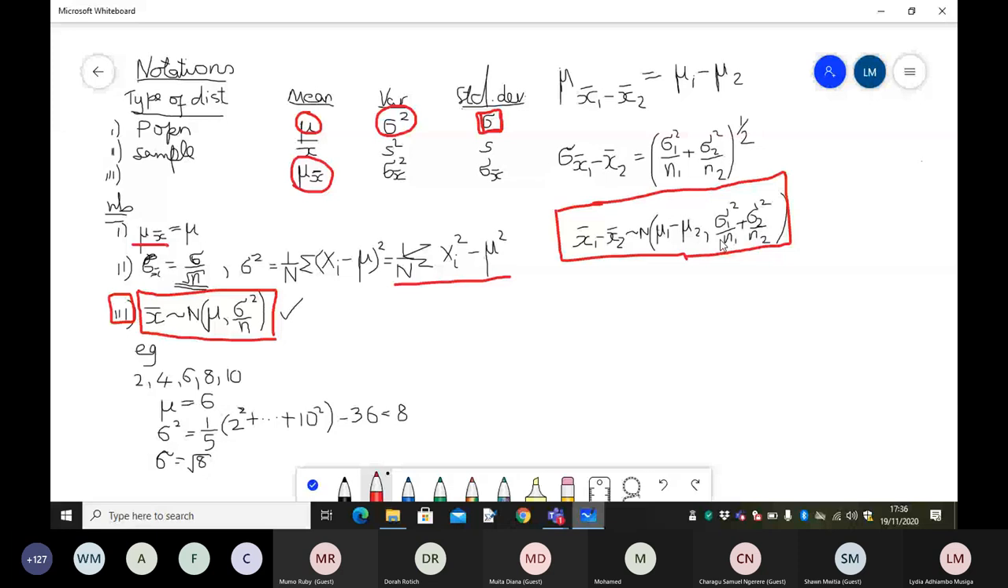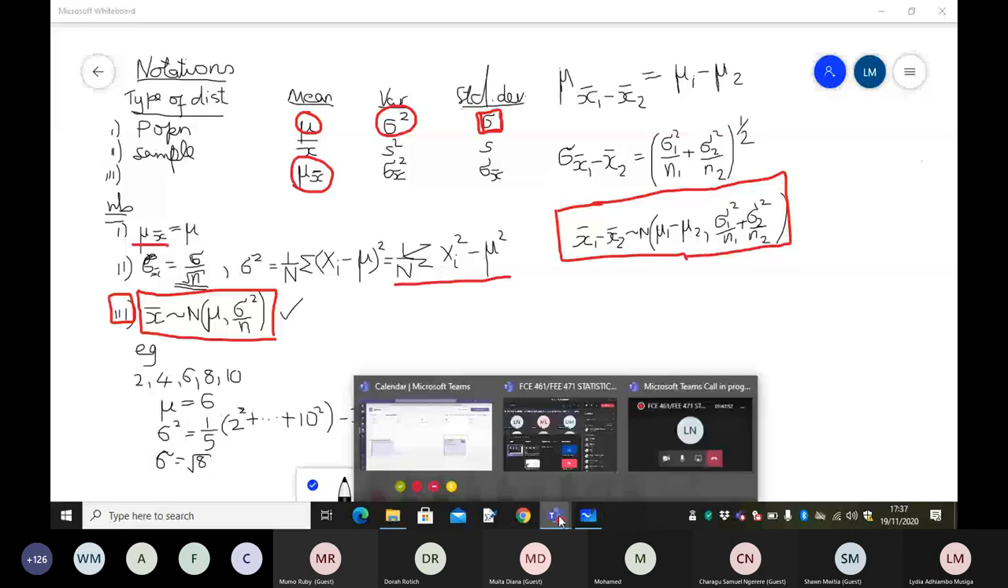So we will use some of these relations going forward, and we will see some calculations pertaining to the same. I will also send an exercise for you to apply this knowledge, to calculate mu of x bar 1 minus x bar 2, and also sigma of x bar 1 minus x bar 2.